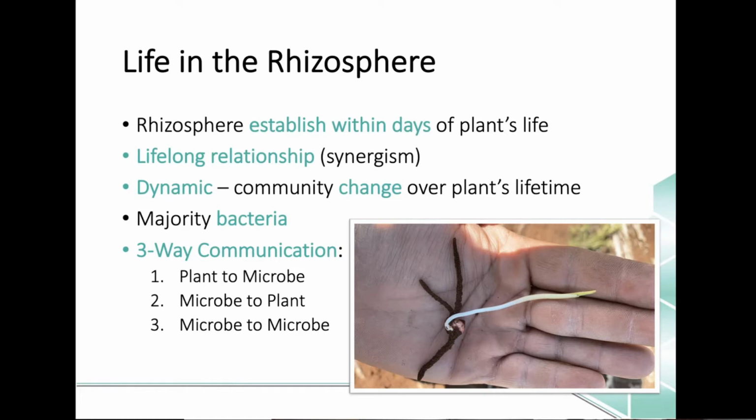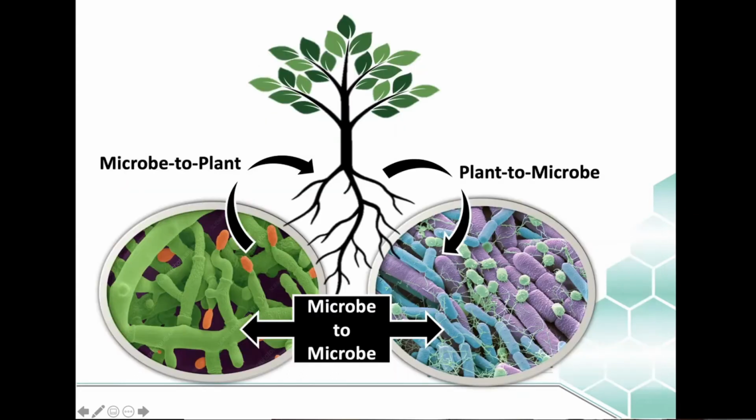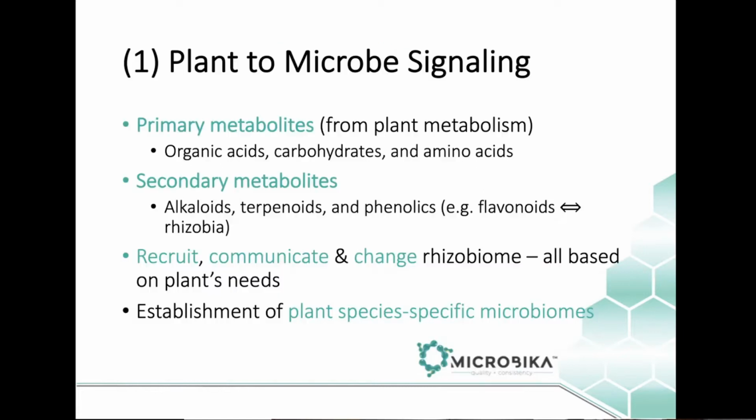So there's a three-way communication. First, the plant communicates with the microbes, the microbes communicate with the plant, and then the microbes are also in communication with each other. This photo just shows the developing rhizosphere, those first few days when the seed is germinating. So you can see the biofilm holding the soil, that little bit of soil surrounding the root system, and that is where the microbes live. Now, to visually show you the communication in the rhizosphere between the plant and the microbes within cells.